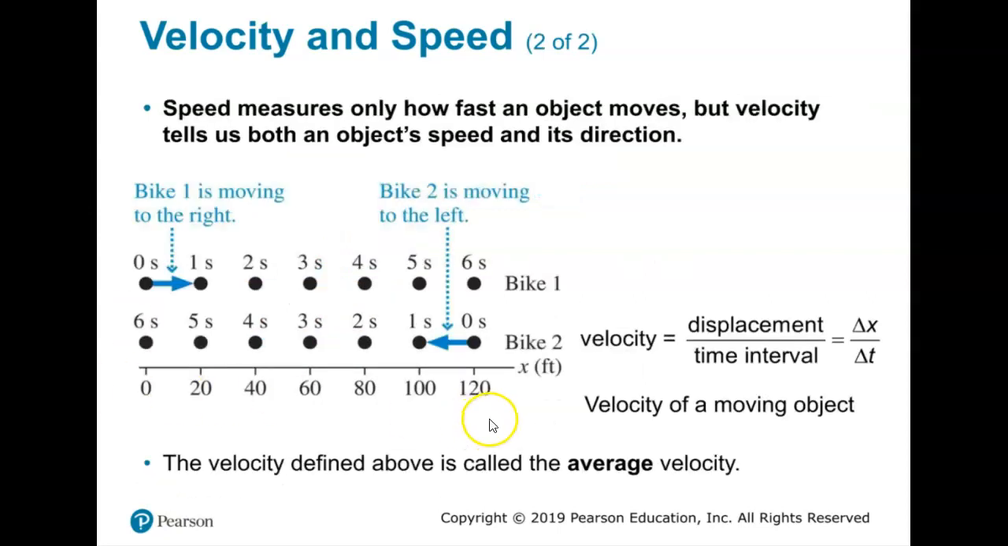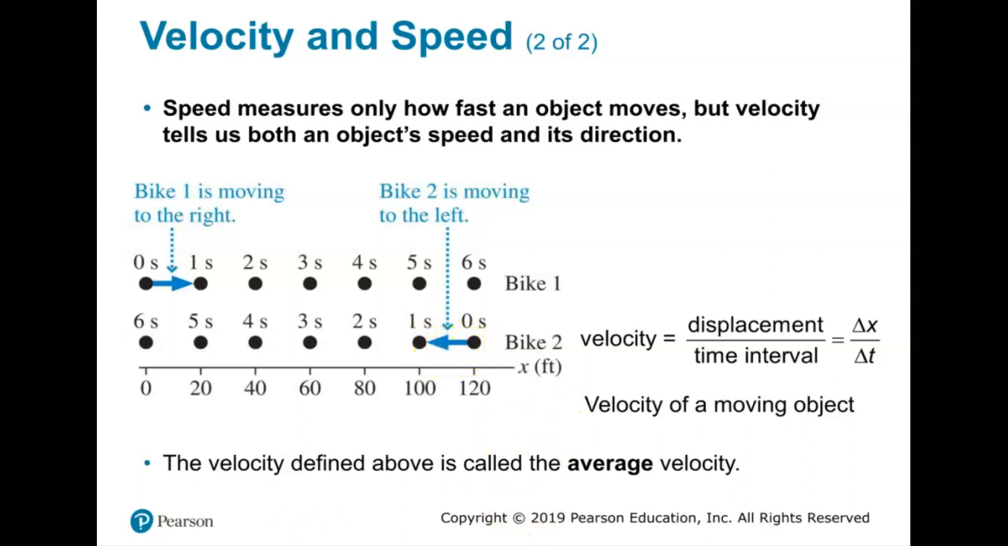Okay. So again, speed measures only how fast an object moves, but velocity tells us kind of its speed and direction. So again, I don't love this definition, but it's the way that the book defines it. So it's on this slide. So first off, for bike 1, it says bike 1 is moving to the right. If we look at this, it travels 20 feet in 1 second, and it's going at a constant. Bike 2 is moving to the left at, it looks like it's covering negative 20 feet per second, so that would be negative 20 feet per second.